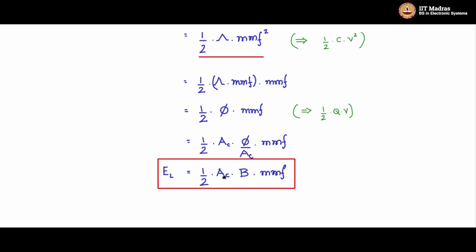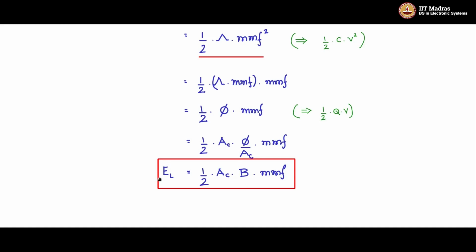Now let us say AC for a given core, AC is fixed, and for a given core, let's say ferrite, Bm, the maximum operating flux density Bm can be fixed. As I told, for ferrite we can fix it at around 0.25 Tesla. So like that, if I know the core type, core material, you can fix this Bm. So these two are fixed constants.